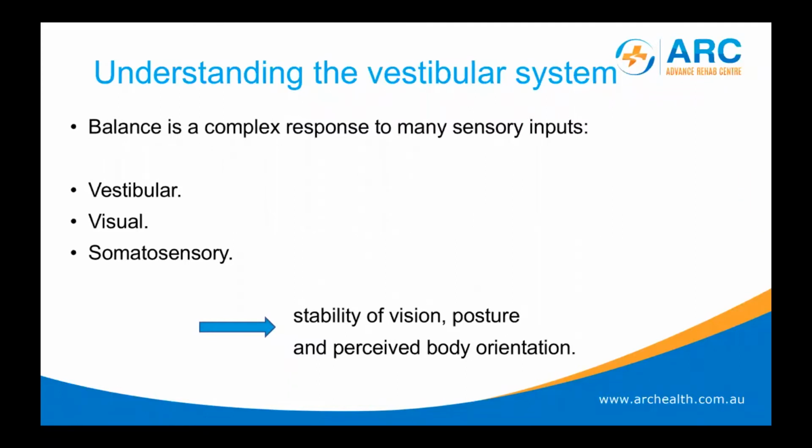And this is probably the most important sense. However, we know that the vestibular system also has a very important role and is often forgotten about. All of these inputs, all of these senses help to provide stability of vision, posture, and perceived body orientation. So they work together to achieve this. And this can be while stationary or while moving, and it all requires very good integration to give a clear picture.